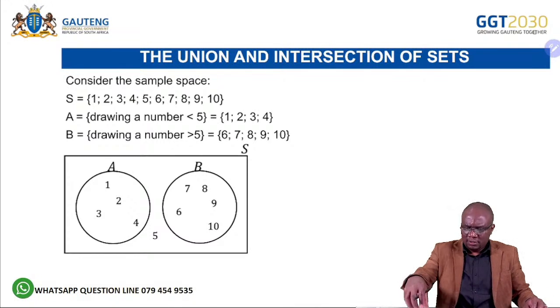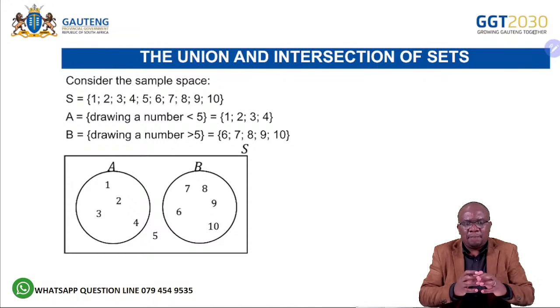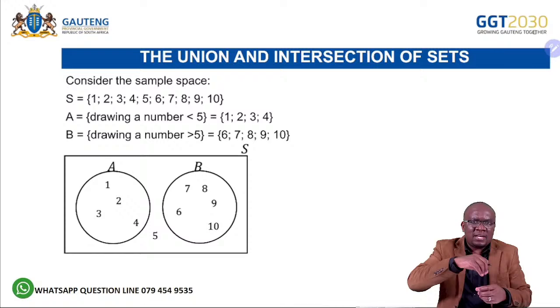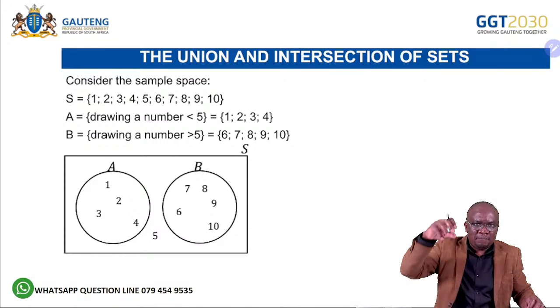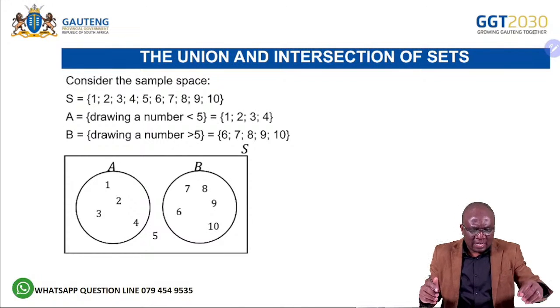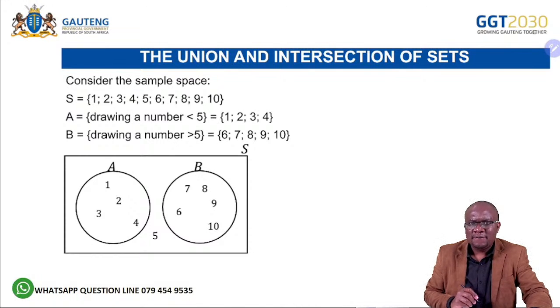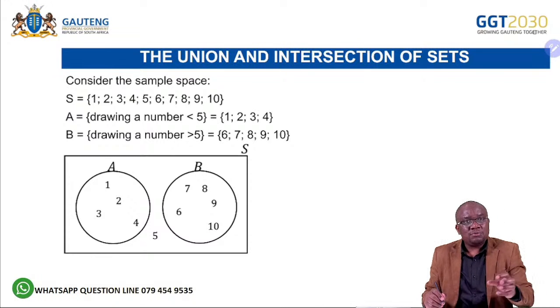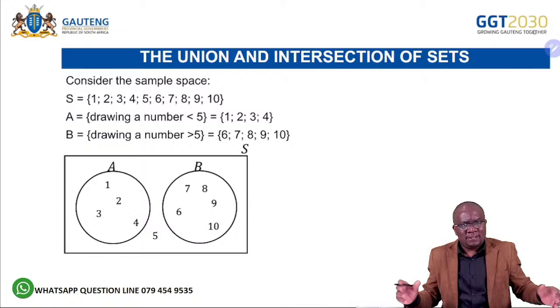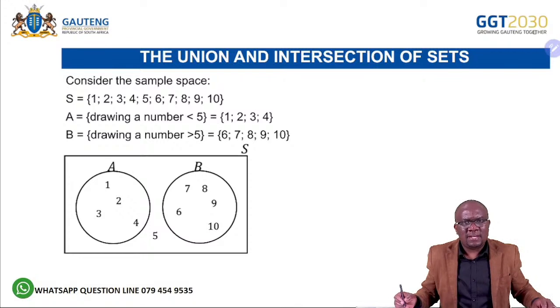Drawing doesn't mean doing art, no? You take it out. Let's say there's a bag and inside there are numbers. If I say draw a number, it means take the number out of the bag. That's drawing, isn't it? Okay. Now, 5 is not in event A, 5 is not in event B. So these two events don't have a common outcome. So they are mutually exclusive.